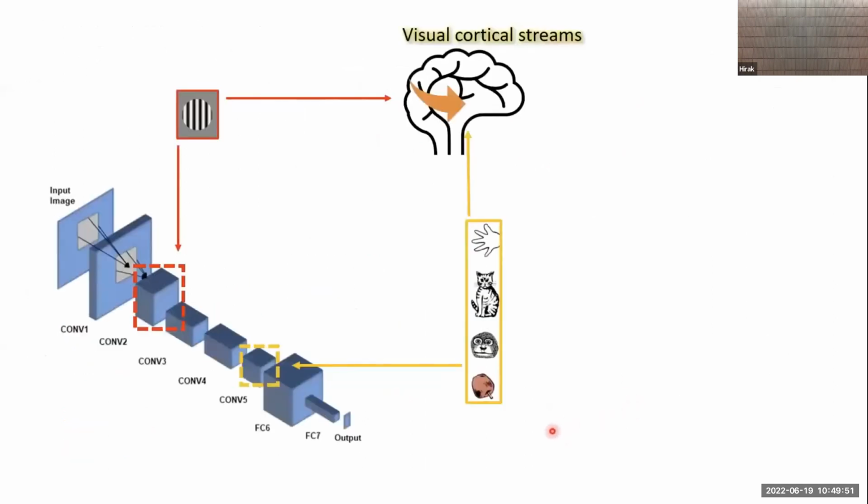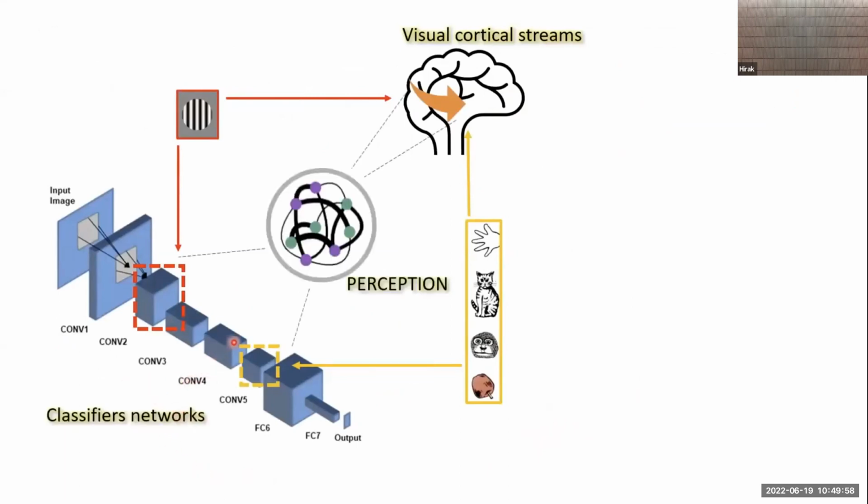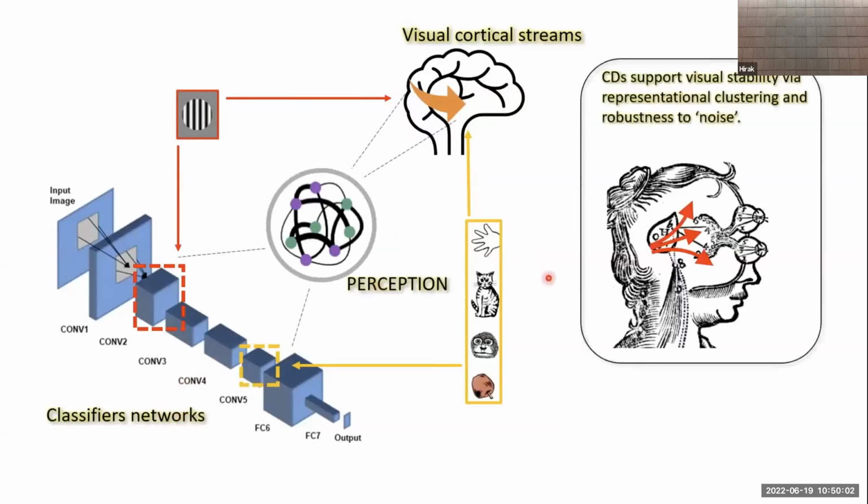So in conclusion, if we associate computations in visual cortical streams to those in classifier networks and consider perception as activation states in these networks, then our results reveal a mechanistic role of corollary discharges in perceptual stabilization, supporting representational clustering and robustness to noise.